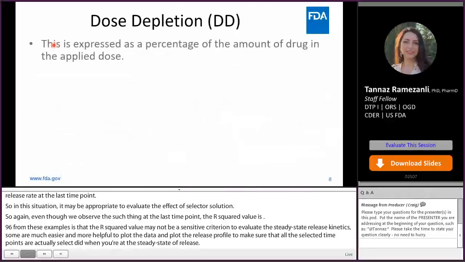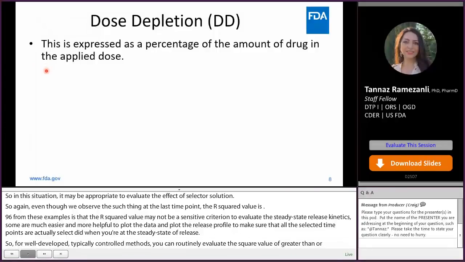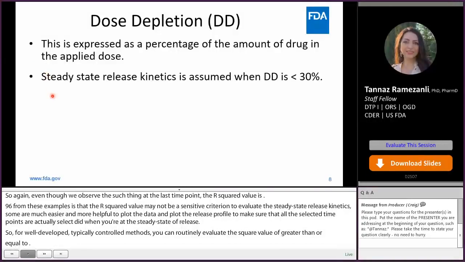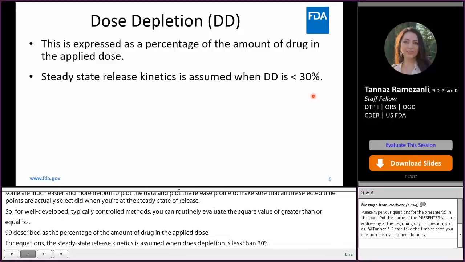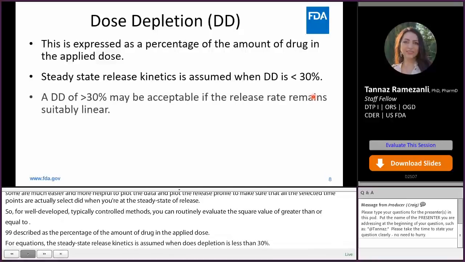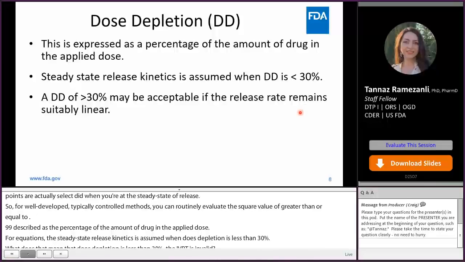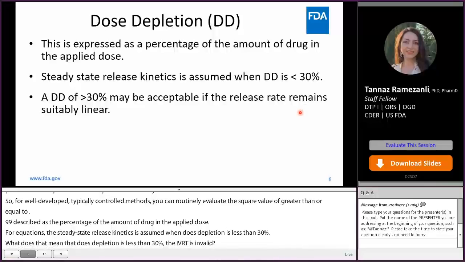Dose depletion is expressed as the percentage of the amount of drug released from the applied dose. Per Higuchi equations, steady-state release kinetics is assumed when dose depletion is less than 30%. But does that mean that if dose depletion is more than 30%, the IVRT is invalid? Well, not necessarily. A dose depletion of more than 30% may be acceptable if the release rate remains suitably linear.